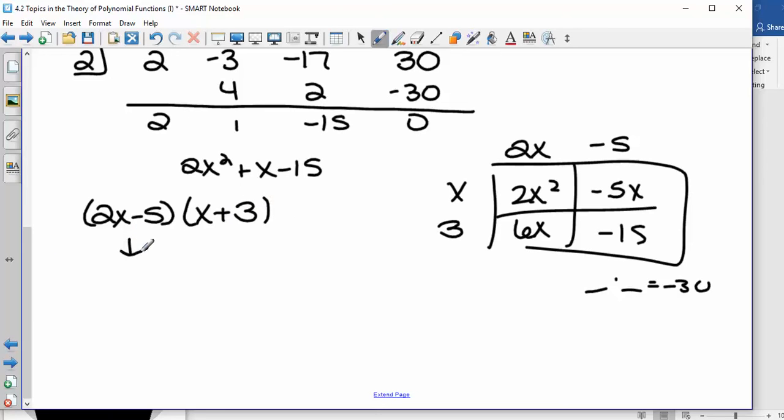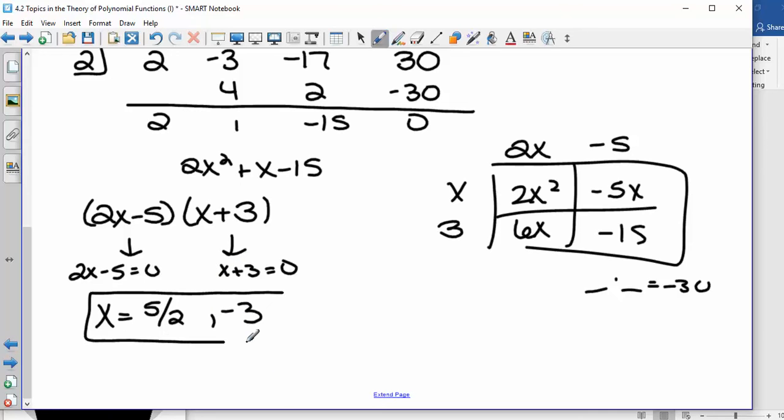So what you have to do is set each of those equal to 0. So add your 5 divided by 2. You get 5 halves. This one is x plus 3 equals 0. Subtract your 3. You get negative 3.